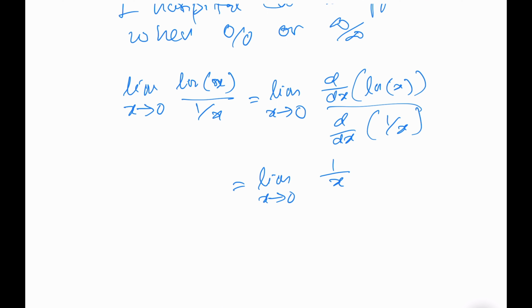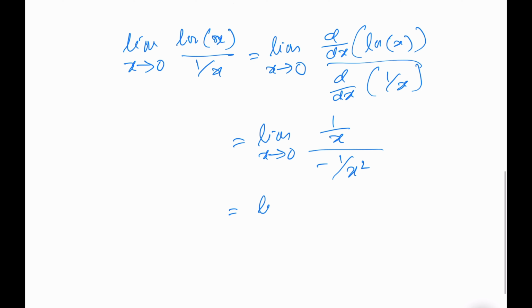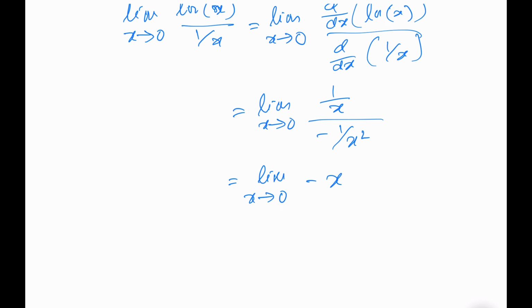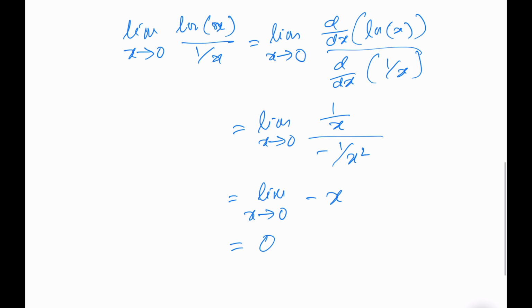The derivative of ln x is actually 1 over x. The derivative of 1 over x is negative 1 over x power 2, so the ratio simplifies to negative x. By replacing x equals 0, you get a valid answer, 0. However, this is not our final answer.